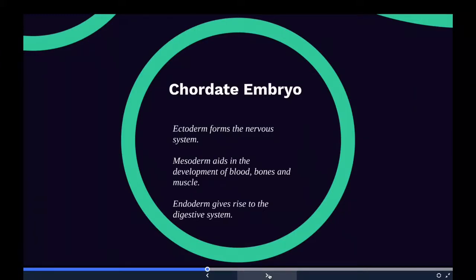Organogenesis is the process by which the ectoderm, endoderm, and mesoderm develop into the internal organs of the organism. This means that cells are continuing to develop.